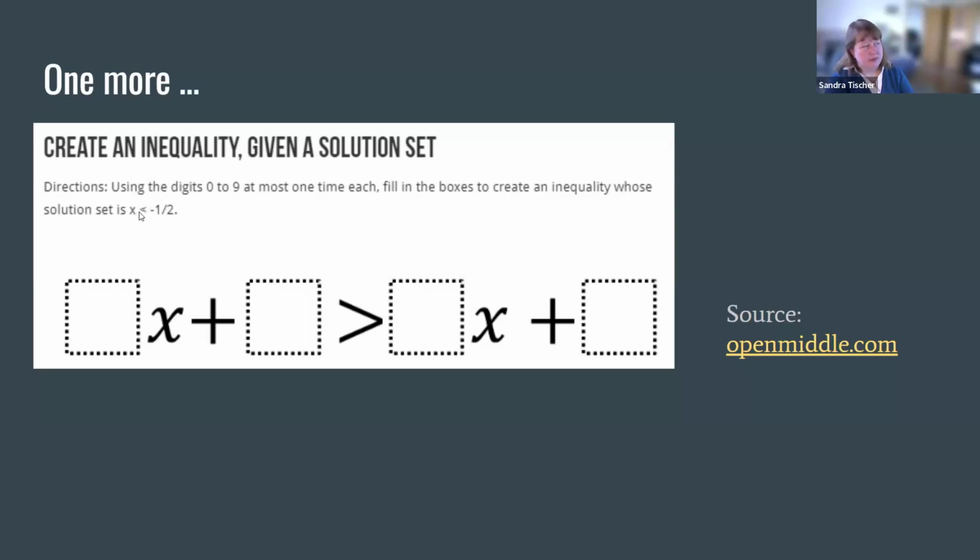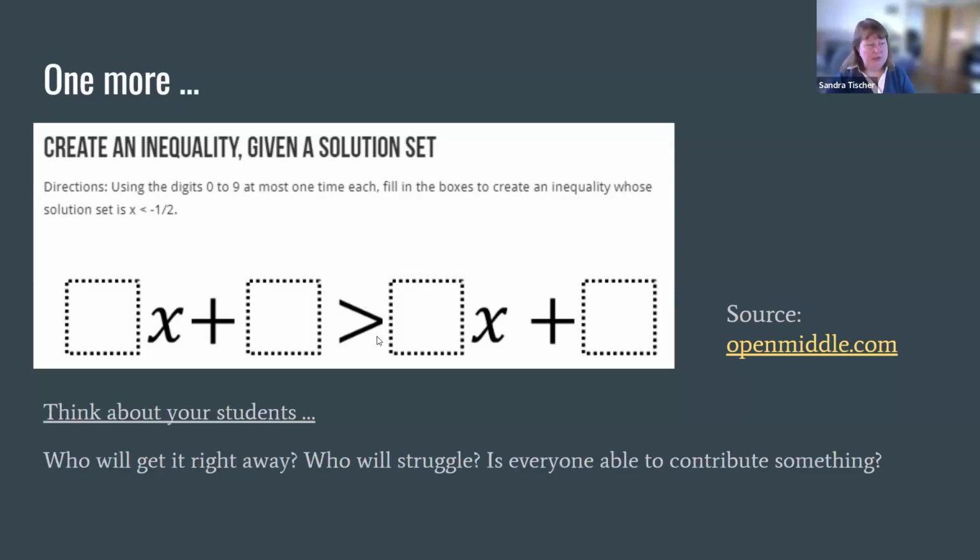So one of those things is you want the x to be less than -1/2. So the sign has to flip. And if students, again, you will most likely have all kind of students. Some of them will just get it right away, although not a lot of my students did, honestly. Some of them will struggle to get anything going.